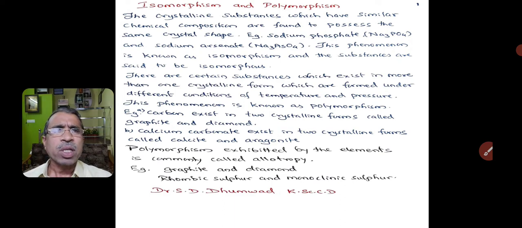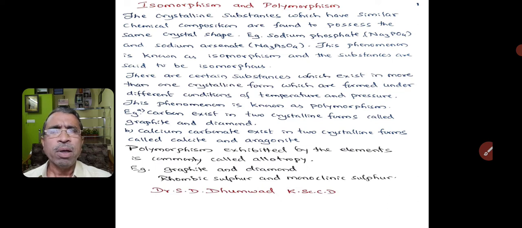There are certain substances which exist in more than one crystalline form, which are formed under different conditions of temperature and pressure. This phenomenon is known as polymorphism. I repeat, there are certain substances which exist in more than one crystalline form, formed under different conditions of temperature and pressure. This phenomenon is known as polymorphism.